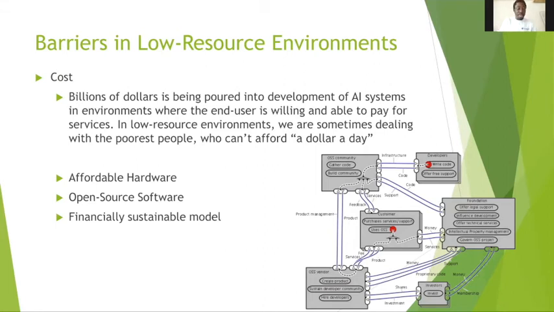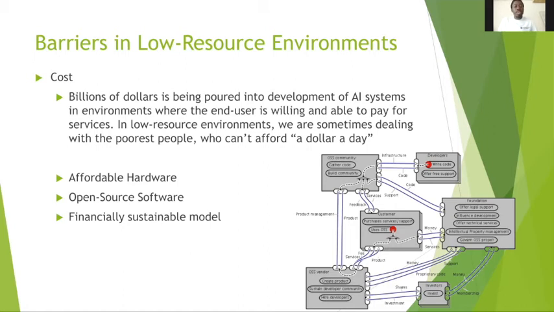I believe this has been mentioned a number of times. Billions of dollars are being poured into development of AI, but the reason why the West can pour billions of dollars is because the end user is willing and able to pay for the services that will result from these systems. Or the country is rich enough to be able to subsidize the cost of some of these services that will come out of it. And so it can be afforded.